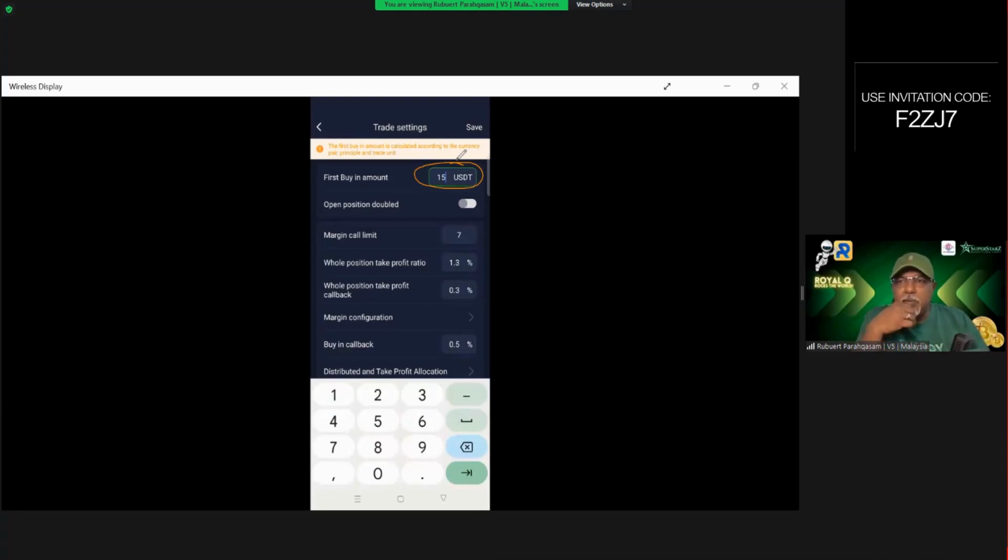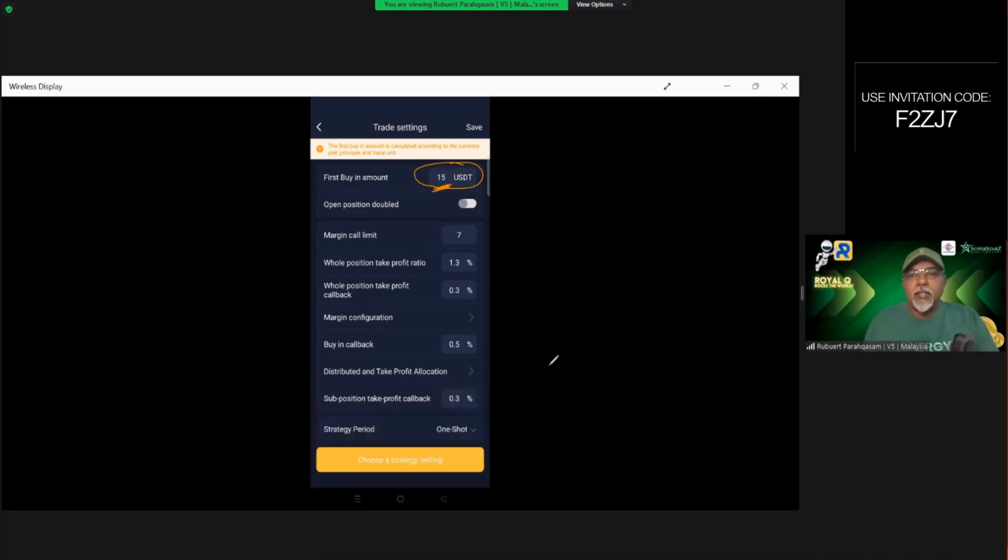$15 is the minimum amount recommended by RoyalQ. Guys, you should never trade less than 15. If you trade less than 15, you will end up having errors, and you don't want to have those errors. $15 minimum. All right? Okay, well done. Now let's take a look at the next thing.